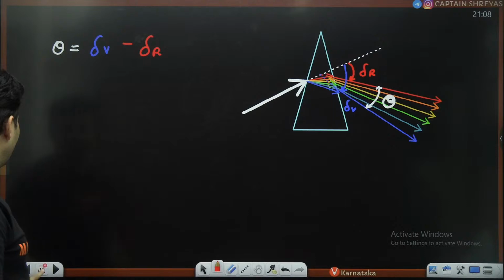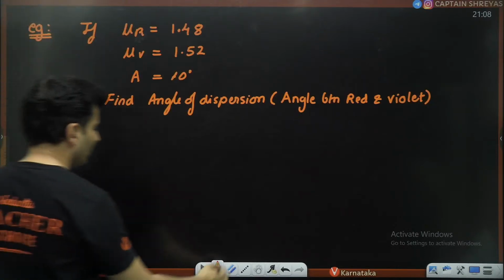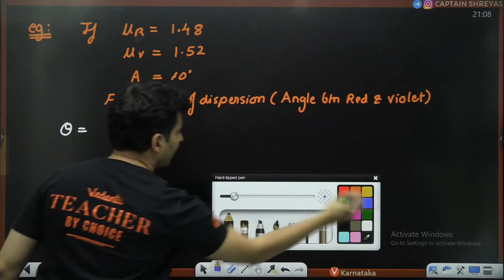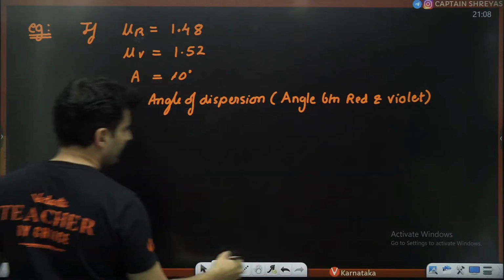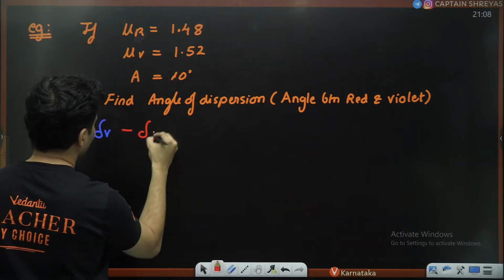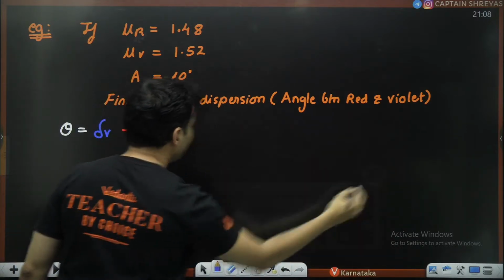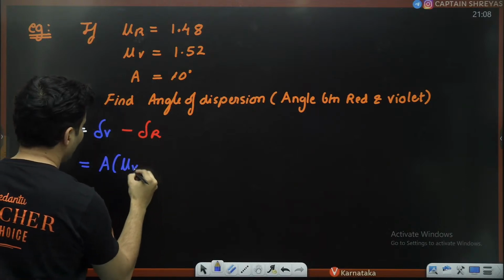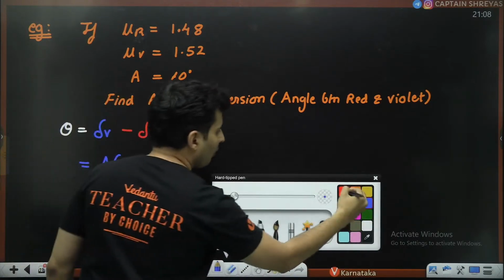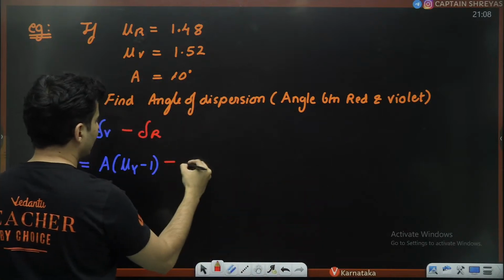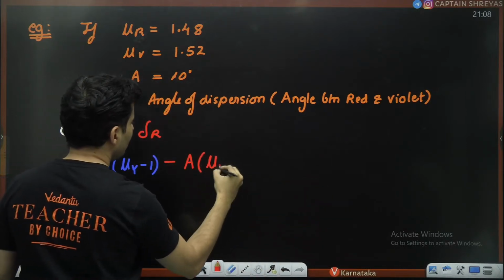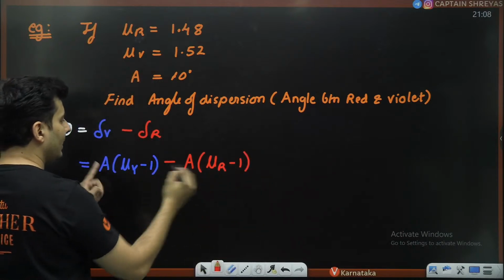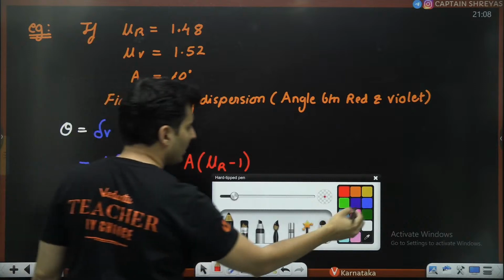My job is done. So very easily I can now solve the problem. Theta will be nothing but the deviation of the violet color minus the deviation of the red color. What is the deviation of the violet color? Angle of prism into mu v minus 1. What is the deviation of the red color? Angle of prism into mu of red minus 1. As you can see, A and A will just get cancelled.